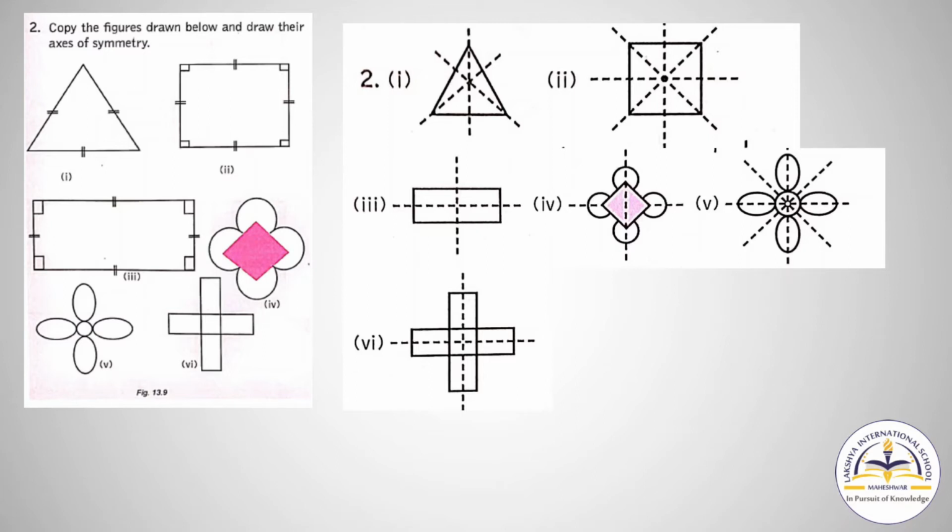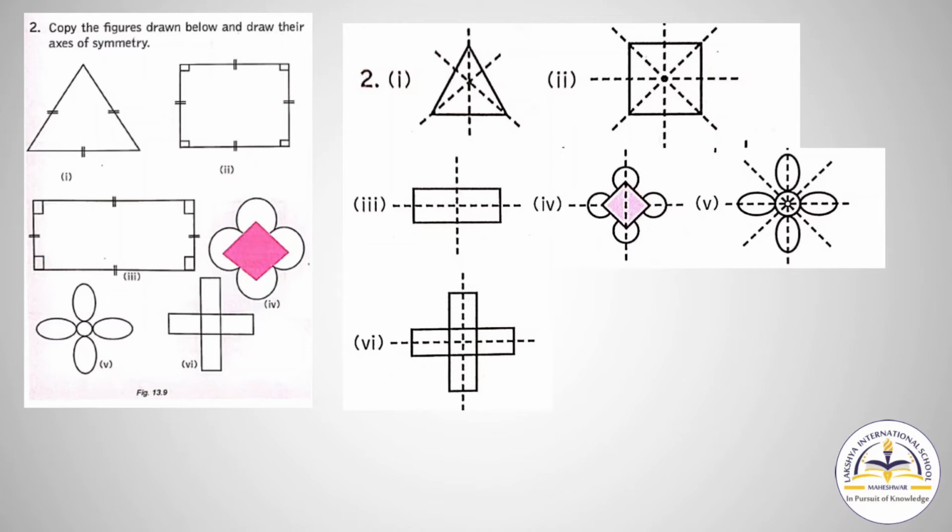Now for the second, 1, 2, 3, 4. So there are 4 axes of symmetry. Now for the third figure there are 2 axes of symmetry. Now for the fourth question there will be 2 axes of symmetry.